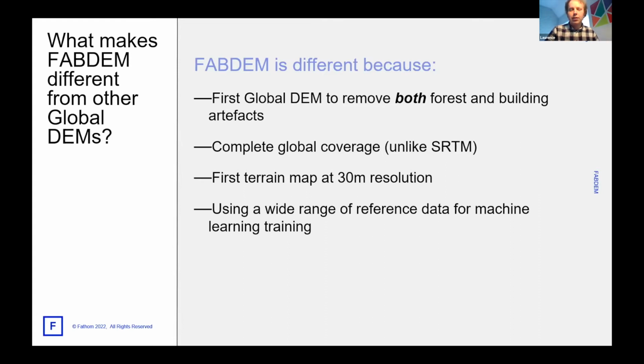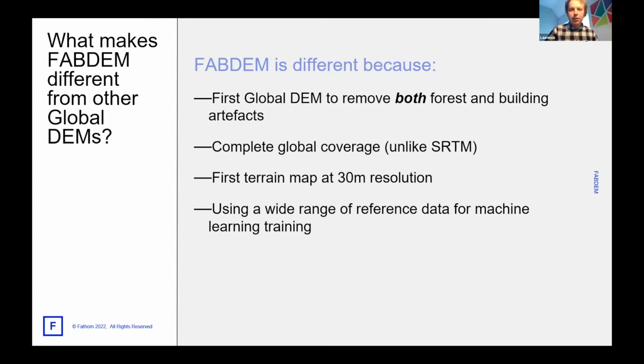I should say with the global coverage, we don't have Armenia and Azerbaijan, and that's because that's not included in the Copernicus DEM. So yeah, they basically weren't allowed to publish that. But as soon as that does become available, that will be updated, of course. And lastly, we use a wide range of reference data from machine learning, and this is really kind of a nice feature of this study.